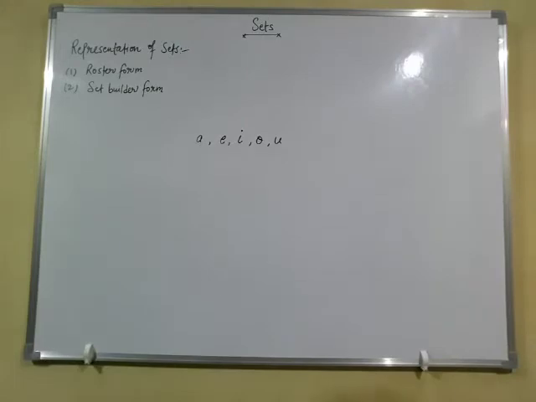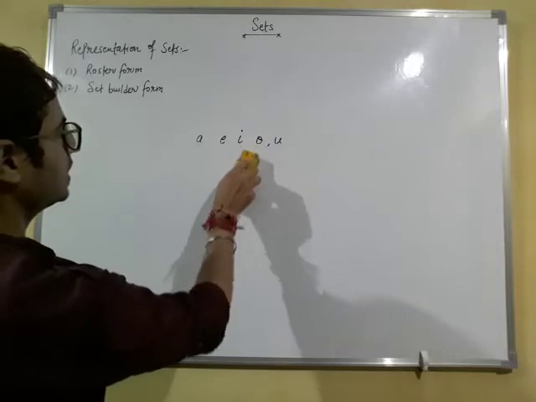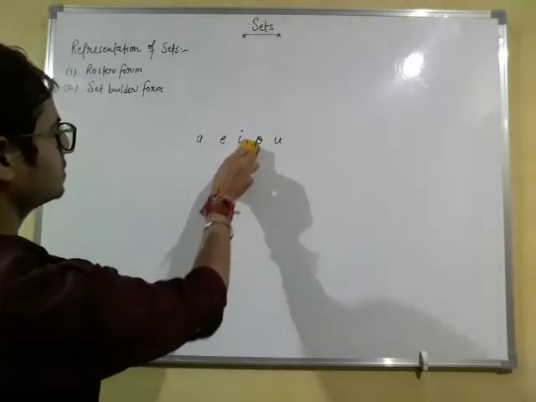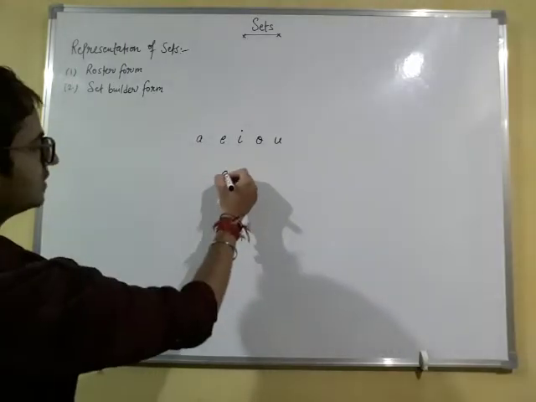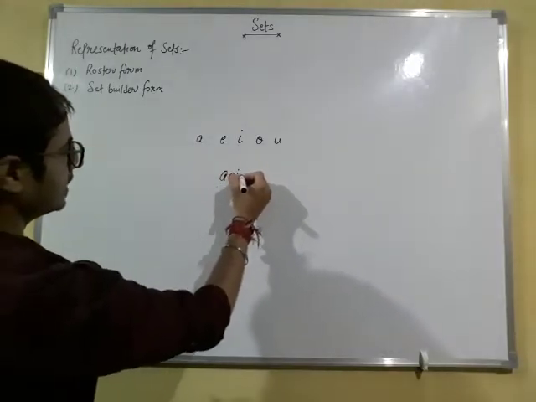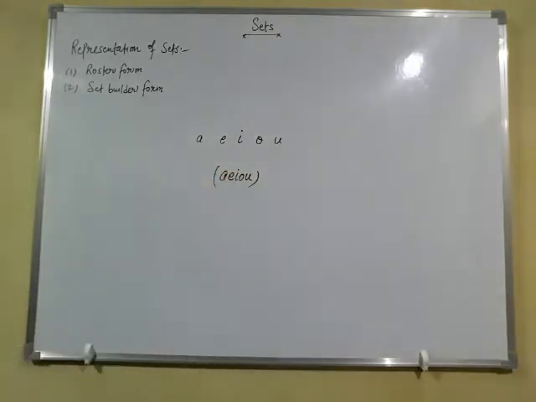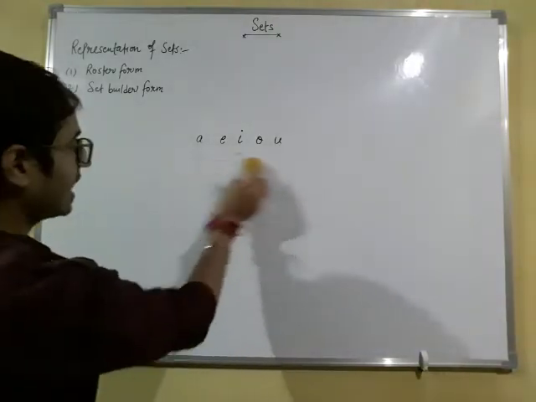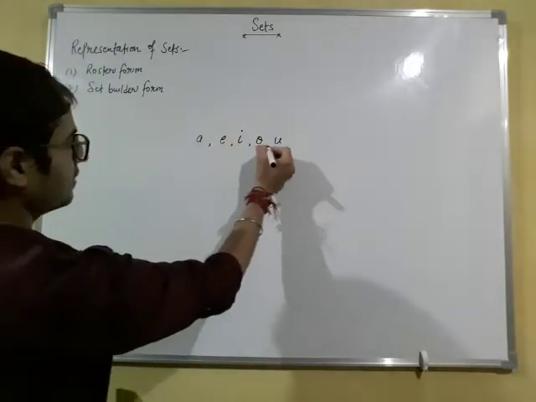These are five. If I do not put a comma between each of them, then what will happen? It will be a new word which has no meaning: AEIOU, like this. It has no meaning.